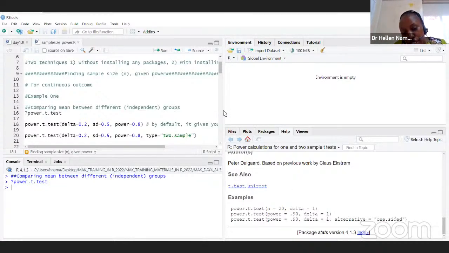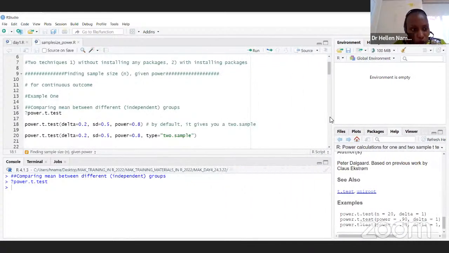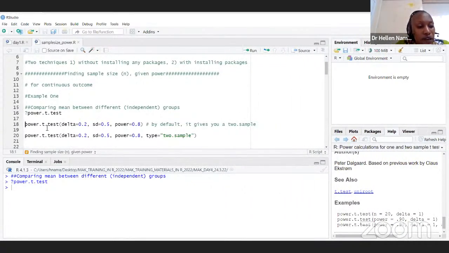So that is the command we are going to use now. In case I've got the power.t.test, inside one of the arguments, there is delta, that is the difference between the means. So in case I assume that the difference between the means is 0.2, and then the standard deviation is 0.5, all right? And my power is 0.8. This is just by default. I'm just getting an example.